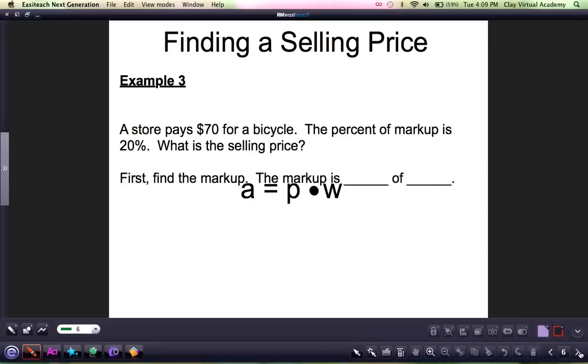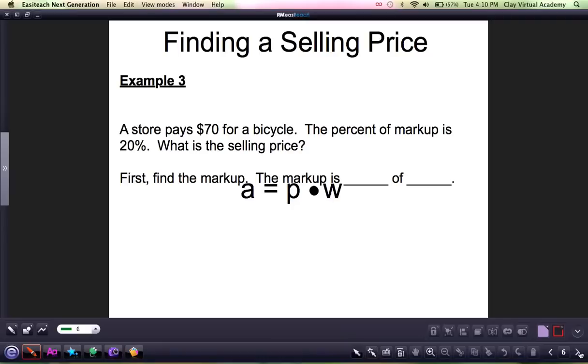All right, so now let's talk about our last example. We're going to talk about how to find a selling price. So this is when we're talking a little bit about markup. Okay, a store pays $70 for a bicycle. The percent of markup is 20%. What is the selling price?